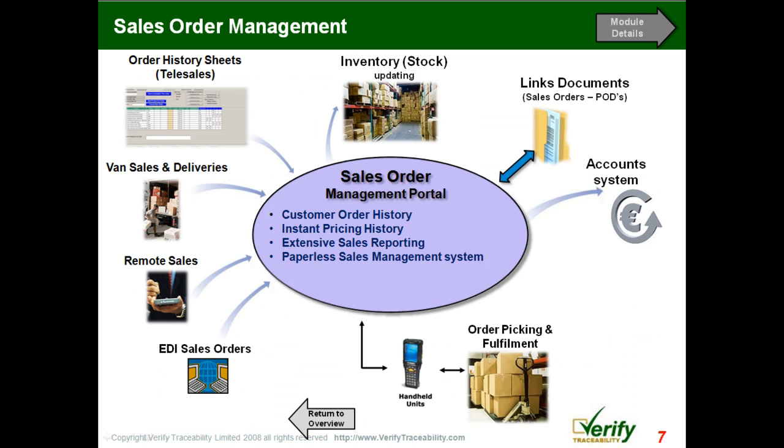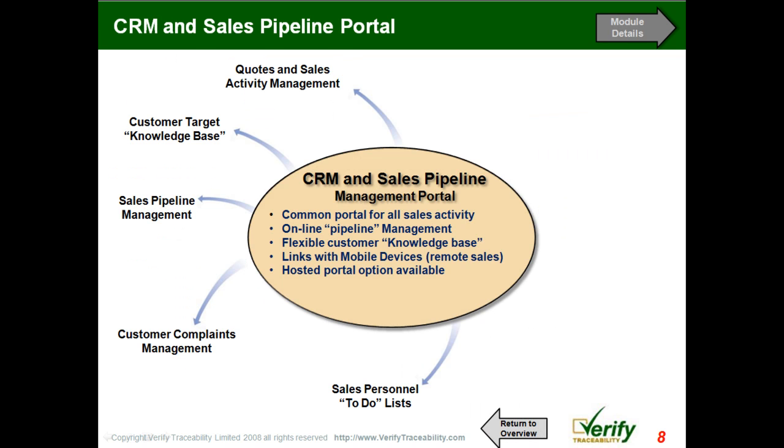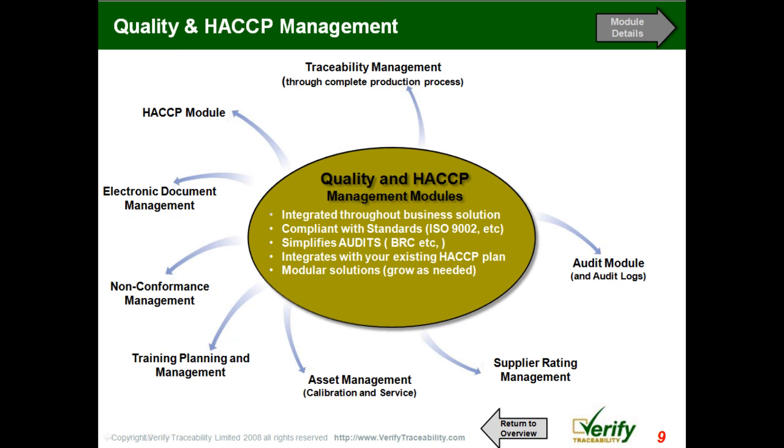Okay, the sales and order management system. You can see customer history, instant pricing history, extensive sales reporting, and this is of course also integrated with the paperless sales management system. CRM, client management, client relationship management, and the sales pipeline portal. So everything's together, it forms a pipeline, and you can easily evaluate your sales system based on this pipeline.